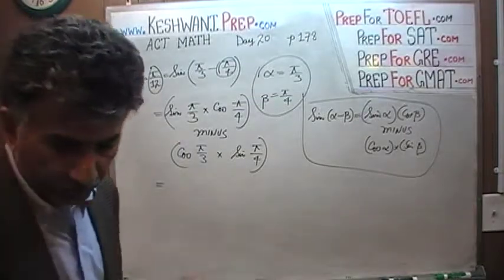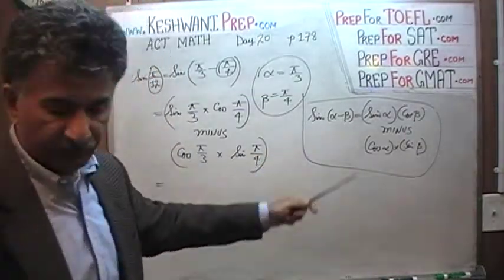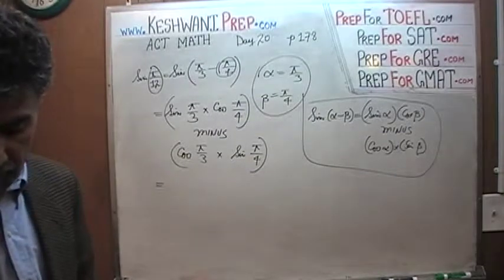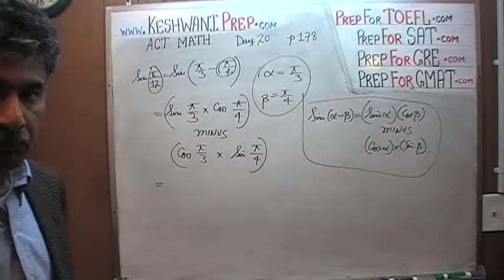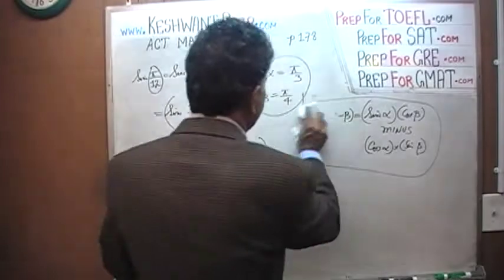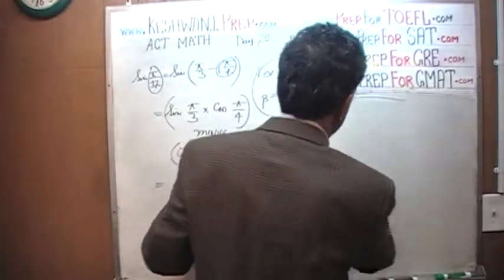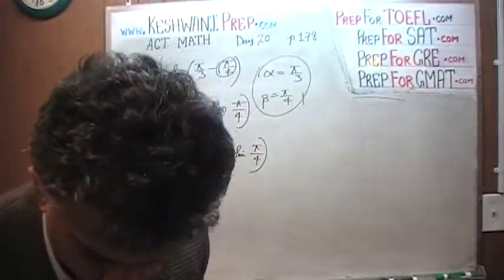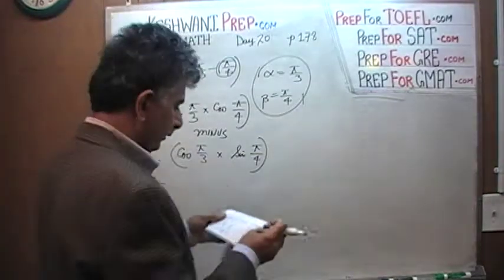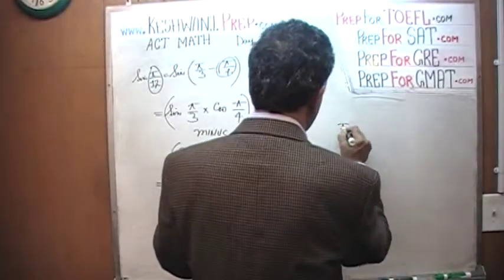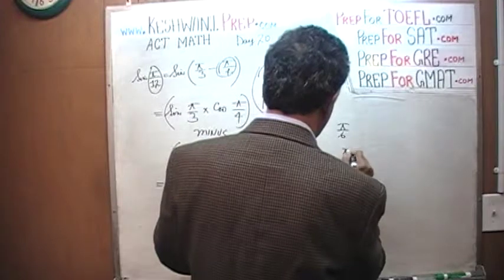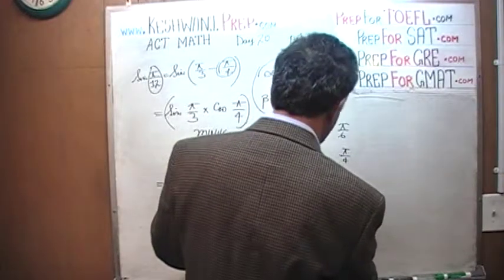Now I'm going to erase this formula. We're done with the formula. I'm going to erase the formula and reproduce the values that are given to us so that we can plug them in here and get it done. The values that are given to us look something like this. We're given the values for pi over 6, pi over 4, and pi over 3.